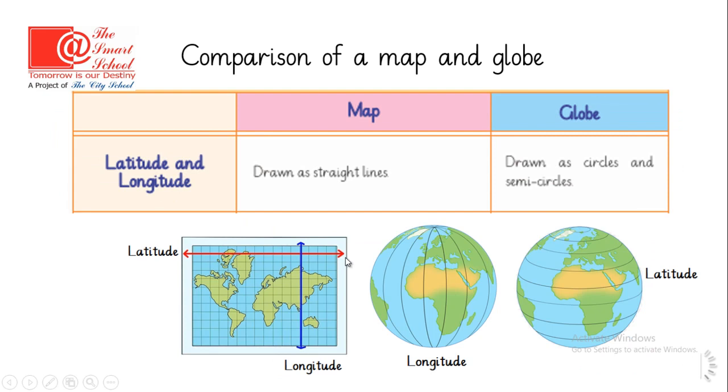The lines of latitude and longitude are drawn in the form of straight lines on a map. Just like in this picture, you can see the lines of longitude and latitude. These are drawn in the form of straight lines. However, on a globe, these lines are drawn as circles and semicircles. You can observe this in these two pictures.